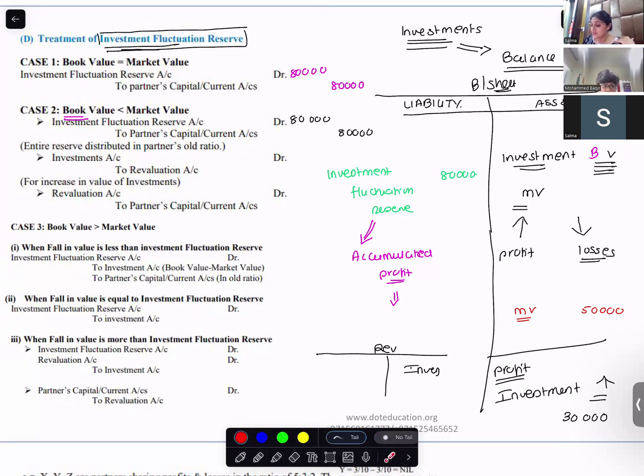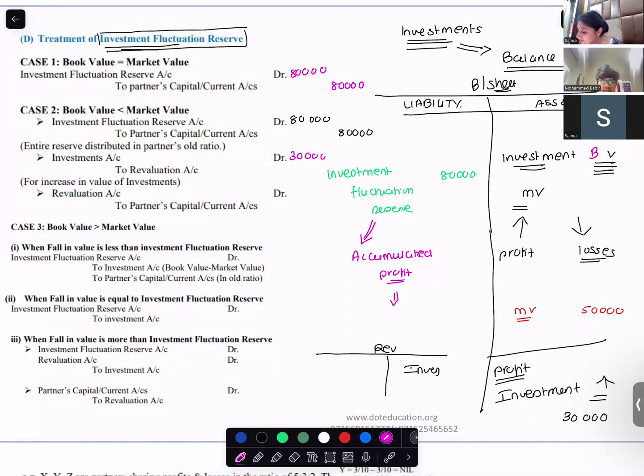So you would say investment fluctuation reserve debit 80,000 in full, to partners' capital account credit. At the same time, another thing is happening. The value of your investment is going up. It is going up by how much? By 30,000. So investment is going to increase by 30,000.